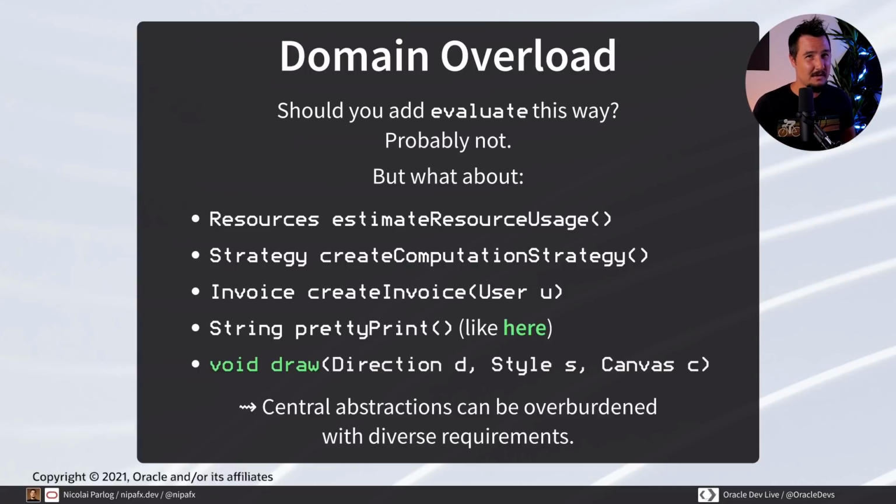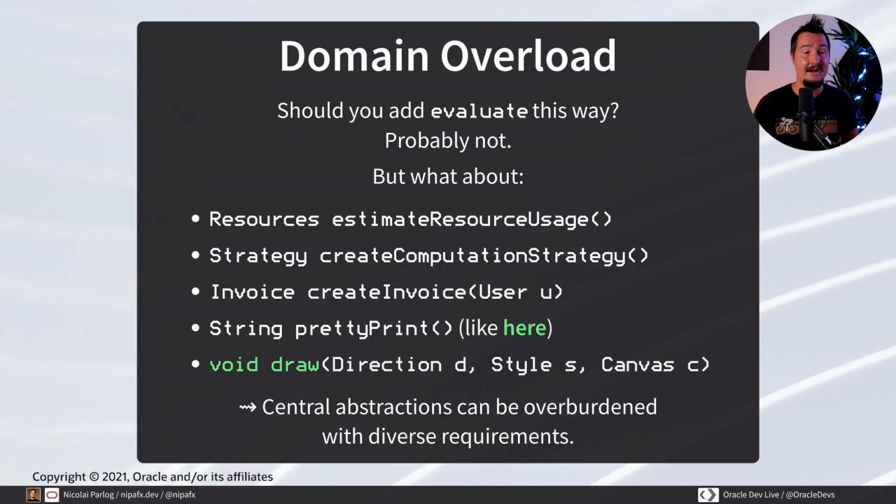But maybe that's not the only part. Maybe this is an essential part of your application. What if, for example, you have huge computations and you need to estimate their resource usage before executing them? Think like what databases do before they run a query. Maybe you need a computation strategy that you need to compute. Maybe you're running Wolfram Beta or something and you want to invoice your user for the computation that you just did for them. Maybe you want to pretty print.